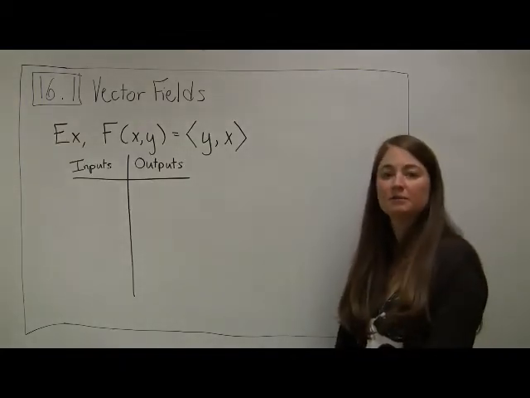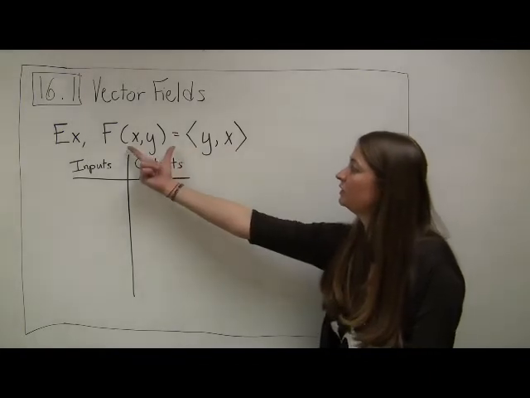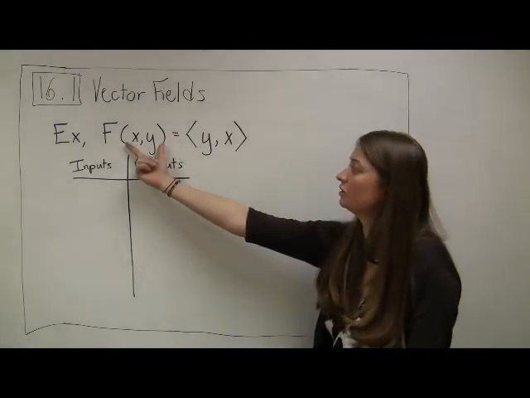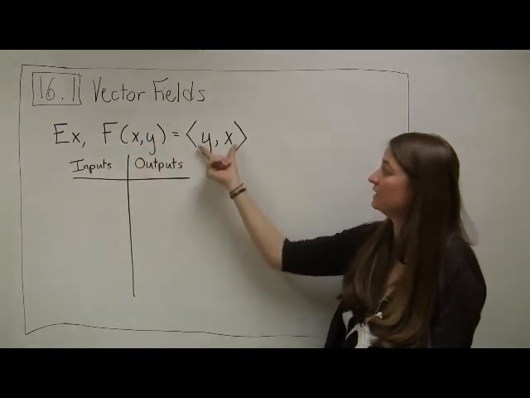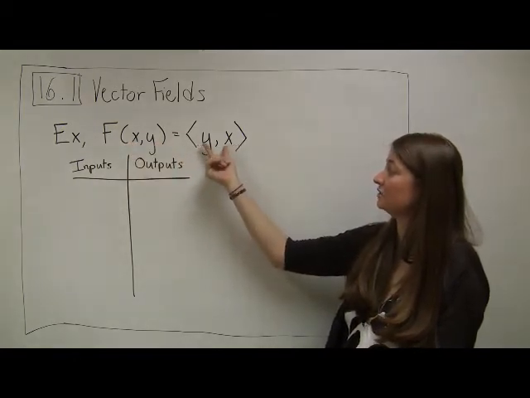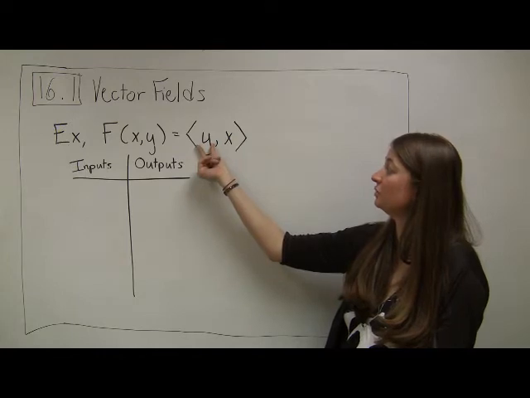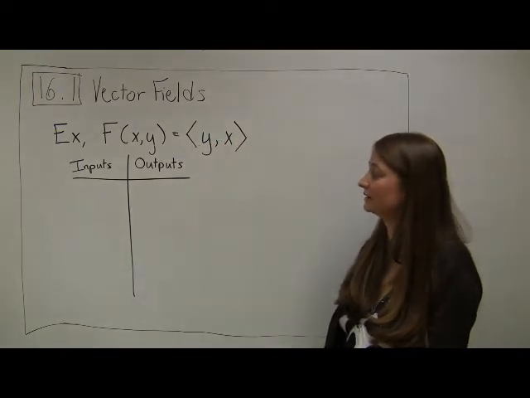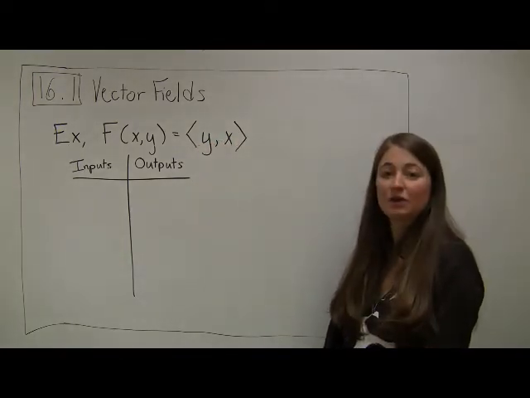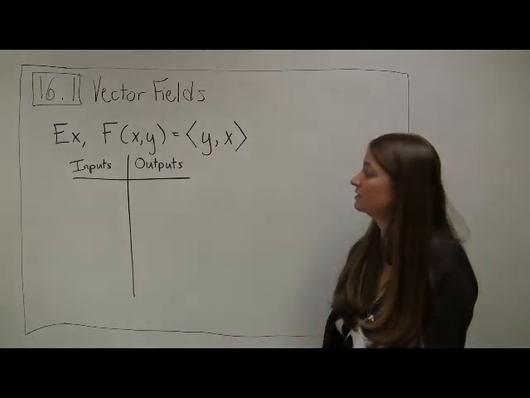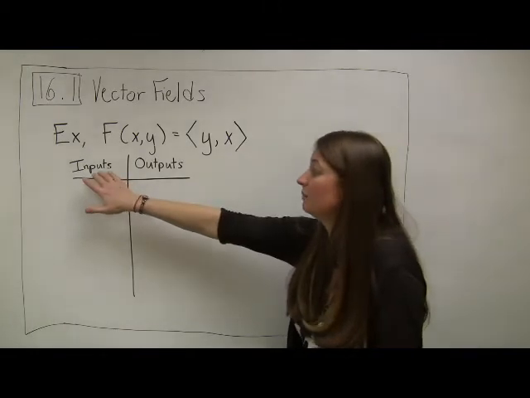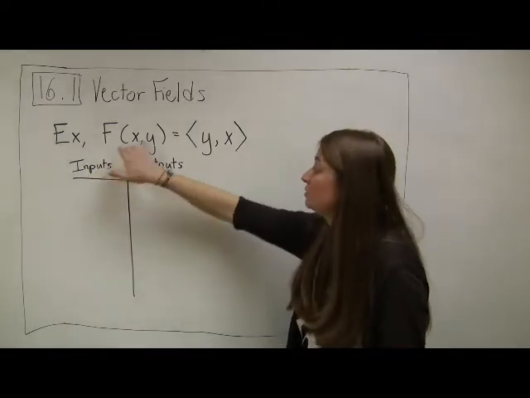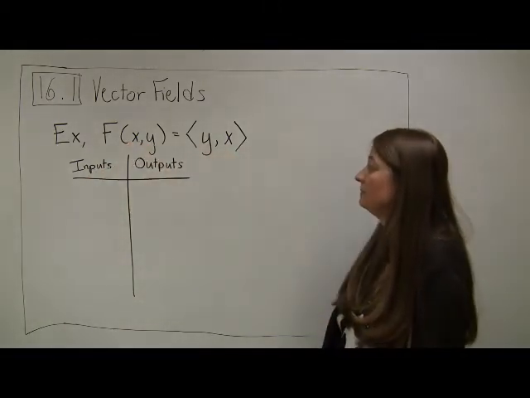So for this example, let's look at a vector function where my inputs are in R2, so my points have x and y coordinates, and my output is a vector, and in this case the vector is given by a first component equal to y and a second component equal to x. We're going to analyze graphically what this vector field looks like. So in order to analyze it, we're going to start just by plotting some points. I'm going to plot inputs, which are points, and outputs, which are going to be vectors.